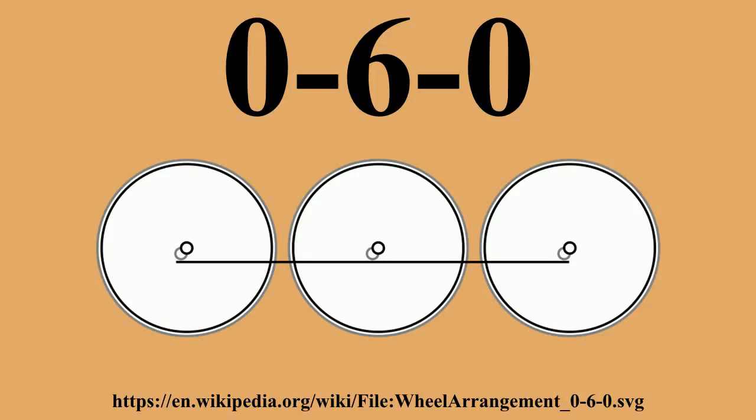For a diesel locomotive, the suffix indicates the transmission type. 0-6-0DM, mechanical transmission. 0-6-0DH, hydraulic transmission. 0-6-0DE, electric transmission.